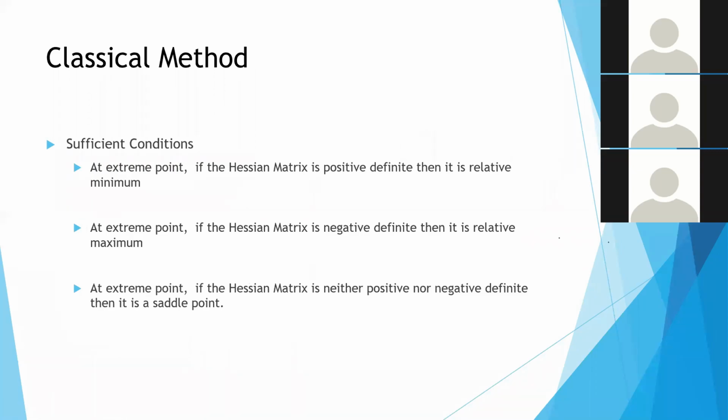The third point is, if at an extreme point the Hessian matrix is neither positive nor negative definite, then it is a saddle point. So we'll look at all these three things one by one.